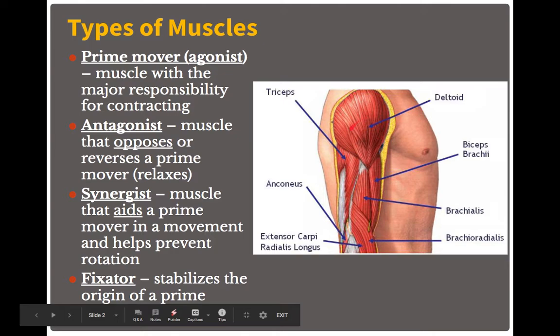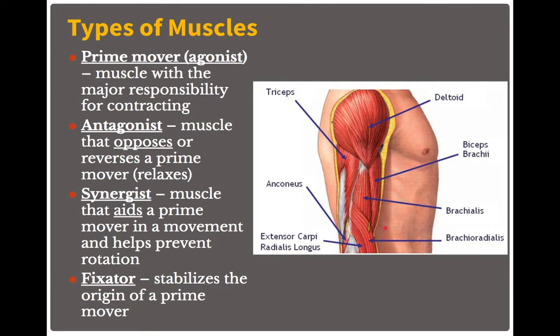When you flex your arm, you have the upper arm shown here, you have the lower arm, and you have to bring the lower arm closer to the upper arm, meaning you have to decrease the angle between the lower arm and the upper arm at the joint. In this case, the joint is the elbow, of course. So let's start with the prime mover.